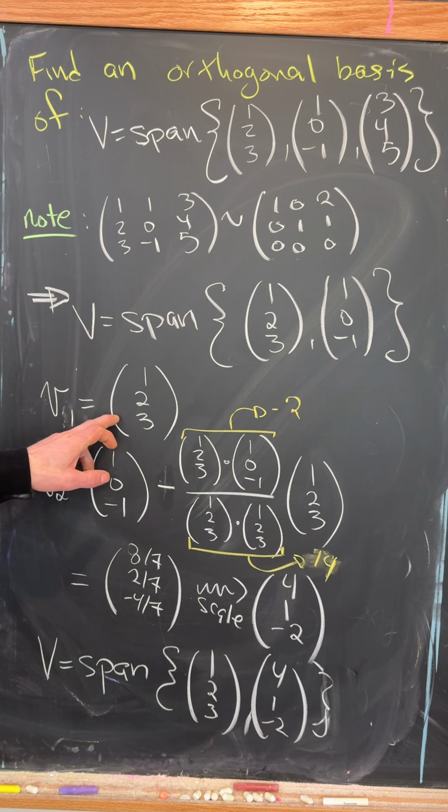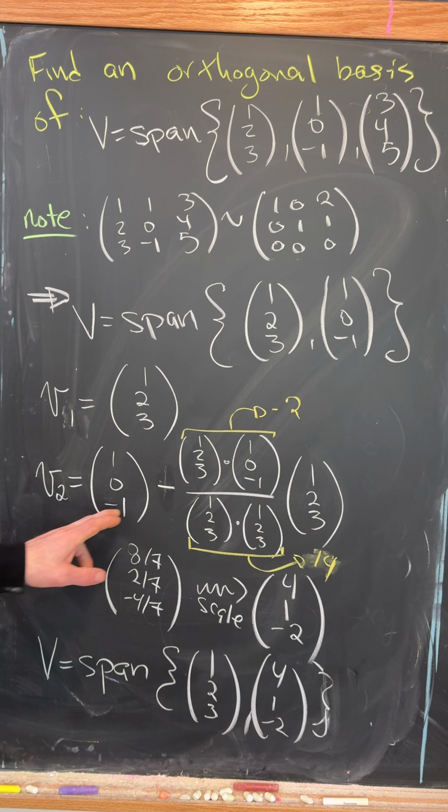Now we'll set v1 equal to the first vector, and then we'll replace v2 with the original vector minus the projection of that original vector onto our first vector, which has this complicated setup right here. So that gives us this vector over here, with a bunch of 7s in the denominator, but we can scale that to (4, 1, -2). And thus now we've got a basis of orthogonal vectors.